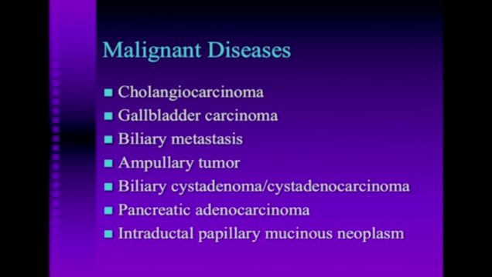For malignant diseases, we're going to consider cholangiocarcinoma and gallbladder carcinoma, biliary metastasis, ampullary tumor, cystic lesions in the hepatic portions of the bile duct such as biliary cystadenoma or cystadenocarcinoma, pancreatic adenocarcinoma, and then IPMN is another lesion that can occur in this region.